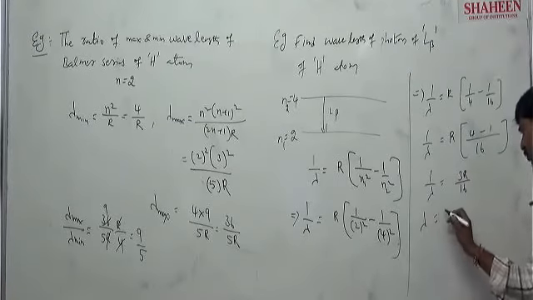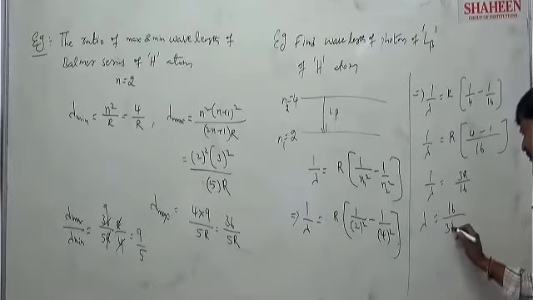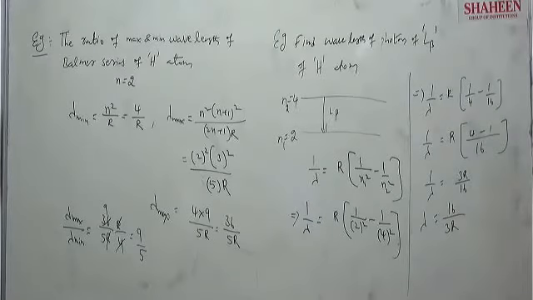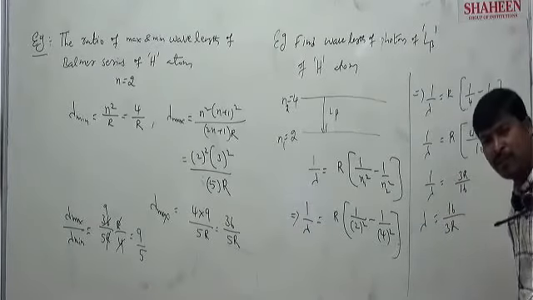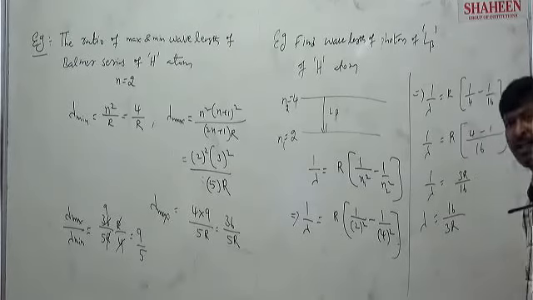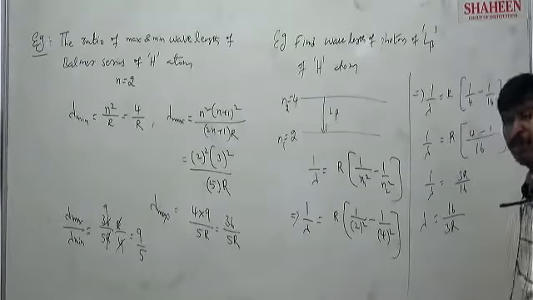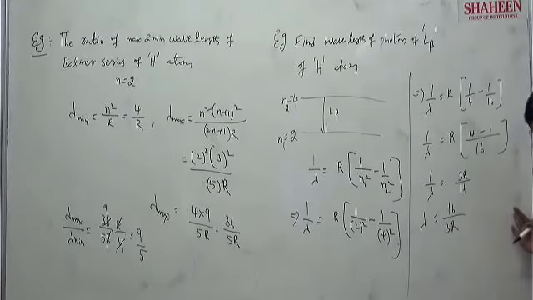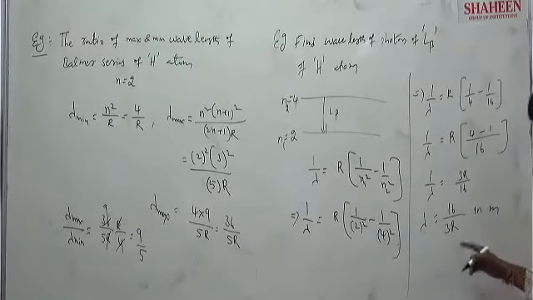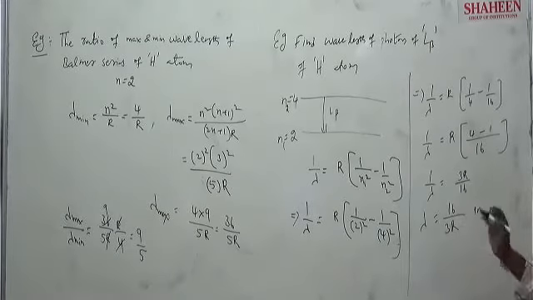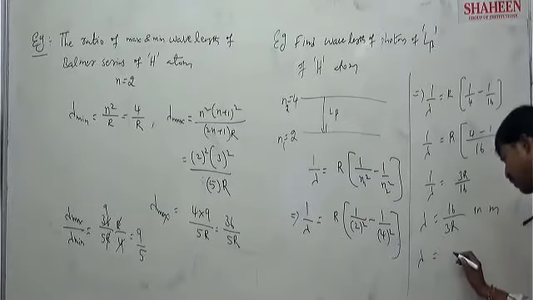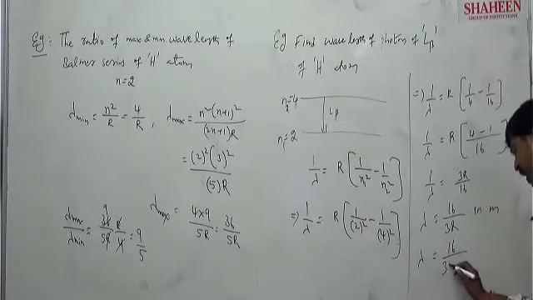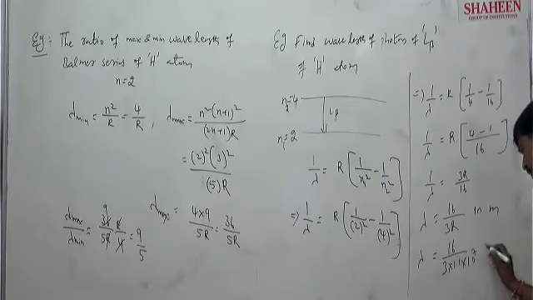So 1 by lambda is equal to 3R by 16. Then lambda is equal to 16 by 3R. The R value we know is 1.1 into 10 to the power of 7 per meter. Sometimes in examinations they will give the options in terms of R only, in meters, like 16 by 3R meter. Otherwise, if it is not given in meters, sometimes they give angstrom, so what we have to do: 16 by 3, with the R value 1.1 into 10 to the power of 7.